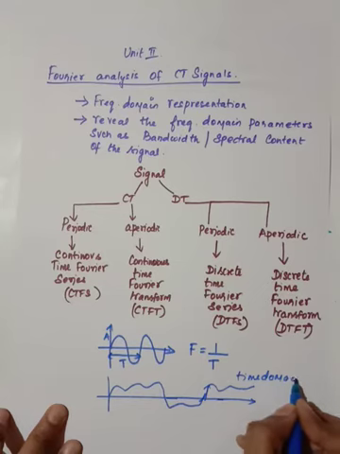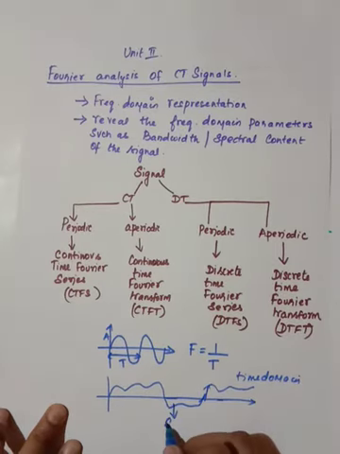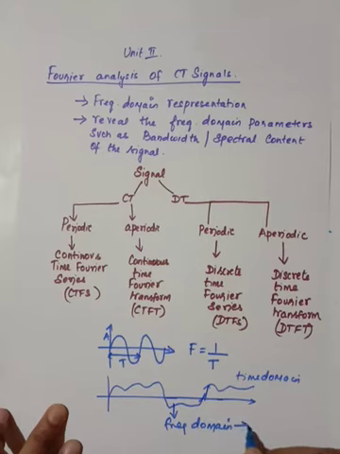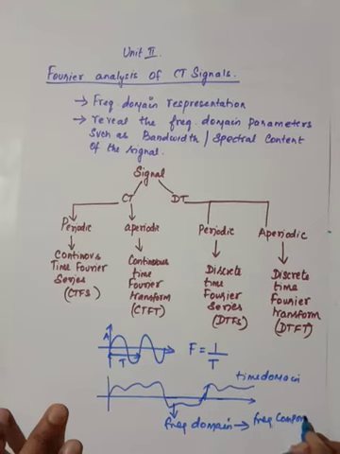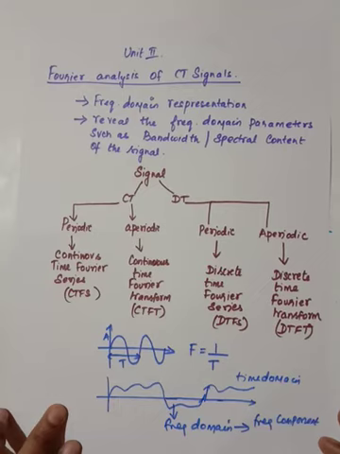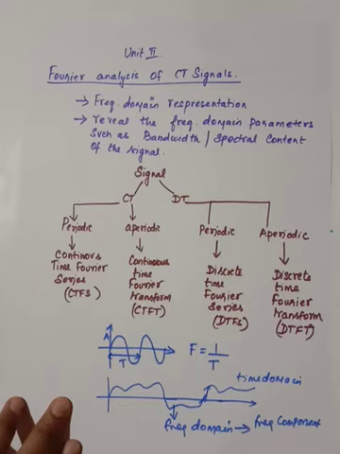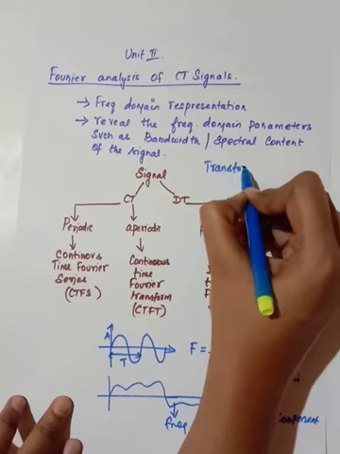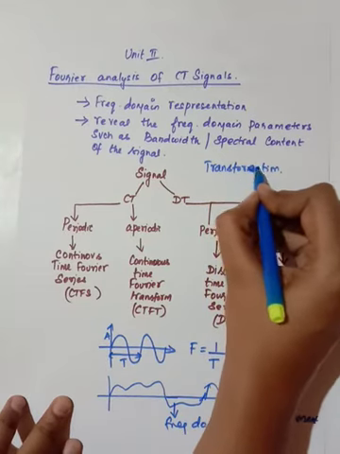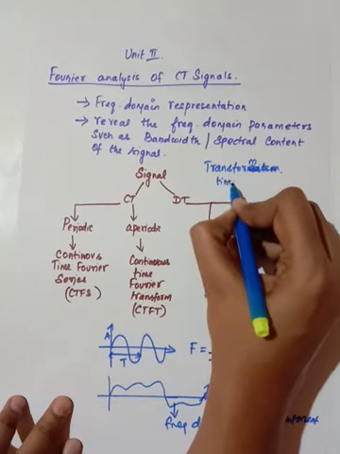So what we are going to do is transform this complex signal into the frequency domain. We can then easily find the frequency components present in the signal, as well as reveal frequency domain parameters such as bandwidth and spectral content of the signal. To realize these complex signals, we need to convert the signal from the time domain into the frequency domain, so we are going to perform a transformation from the time domain to the frequency domain.